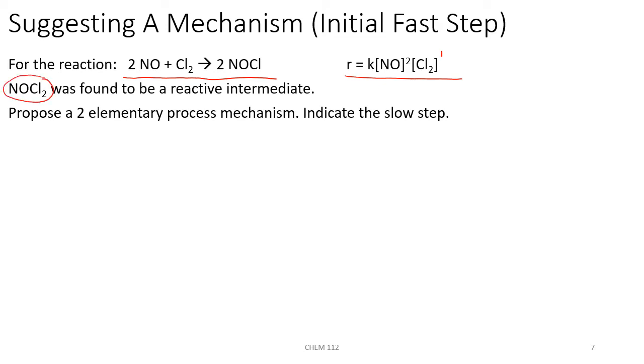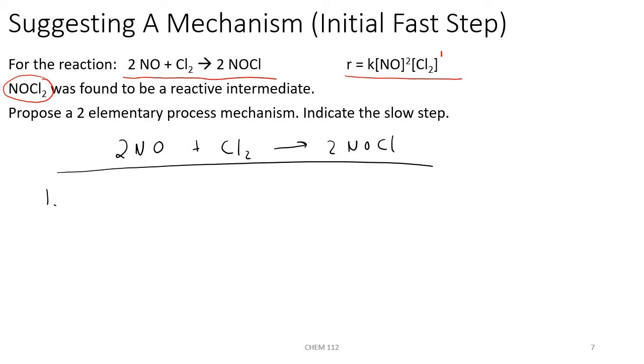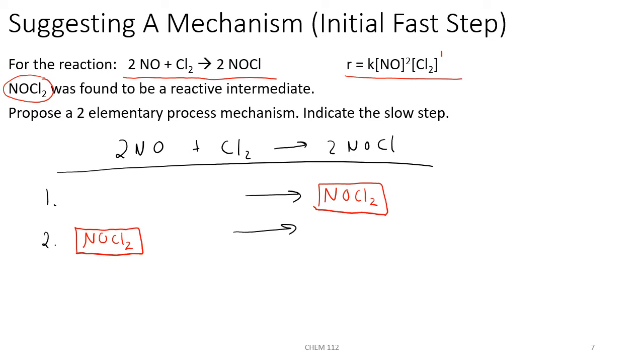We're going to propose a 2-step mechanism and indicate what the slow step is. So our overall equation, which we're trying to get our elementary processes to add up to, we'll rewrite on the top. And we're going to do this over 2 steps. We know that NOCl2 is a reactive intermediate. That means that it's something that's produced in the first step and consumed in the second step. So we can plug that reactive intermediate in to help guide us as to what's going to be happening in step number 1 and 2.